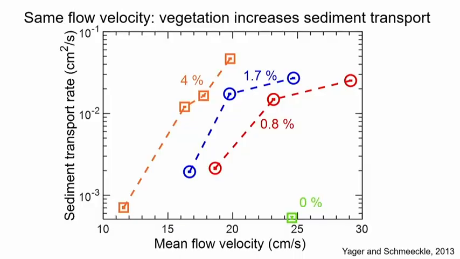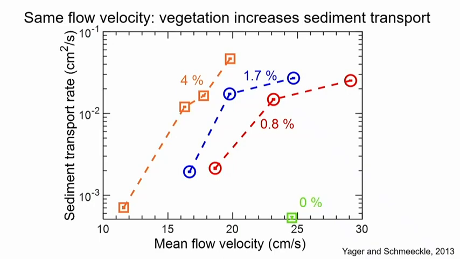And I can actually give you data rather than asking you to eyeball an image, which is all the experiments that we conducted here, where we have the sediment transport rate plotted as a function of the mean flow velocity. Each different colored line is a different vegetation density, and each different symbol is a different experiment. And if you just look for the same mean flow velocity, as we increase the vegetation density, we get higher sediment transport rates, and sometimes we can have about an order of magnitude or more increase in sediment transport with vegetation. So in our experiments, vegetation was increasing sediment transport, and it increased it dramatically for the same mean flow velocity.